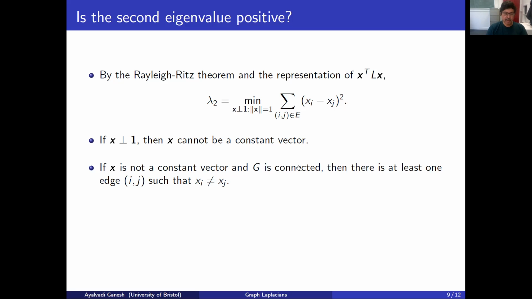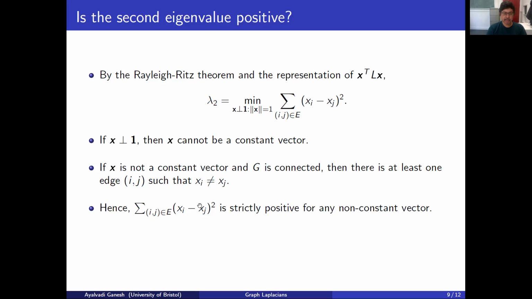Okay, so if the graph is connected and x is a non-constant vector, then there must be some edge along which these values differ. And then the square of xi minus xj on that edge is strictly positive. All other terms in the sum are non-negative. So the sum as a whole is strictly positive. And so this quantity here is positive and lambda 2 is positive.